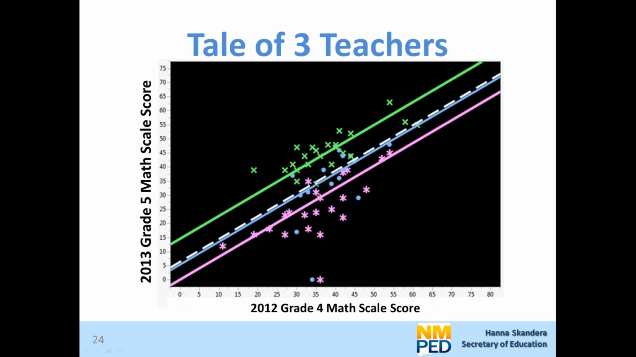This difference that the green teacher is able to achieve with very similar students, that's the definition of value added. That's the definition of value added, the vertical distance between the teacher's line and the population line. That's that number that you see on page 2.